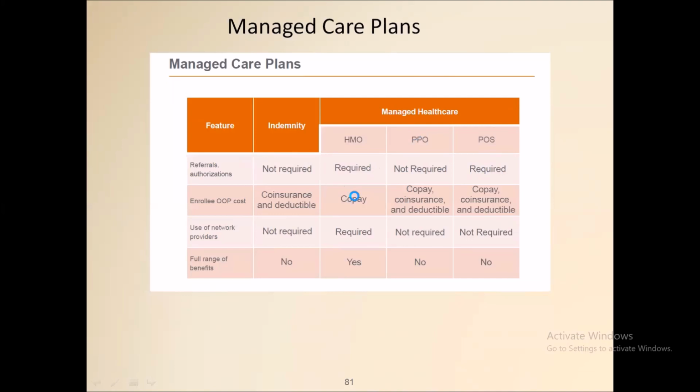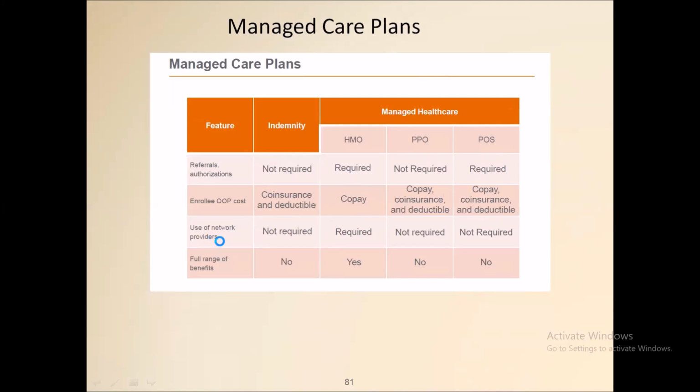And OOP cost in an indemnity plan: coinsurance and deductible will be there. And copay is not there here. You go n number of times, to n number of doctors. But in HMO, copay is there, but you don't have a deductible or coinsurance. In PPO, copay, coinsurance, deductible, all three are there. And in POS, copay, coinsurance, deductible are there. Anyhow, it's a combination of both. So the maximum they cover here is copay, coinsurance, and deductible.